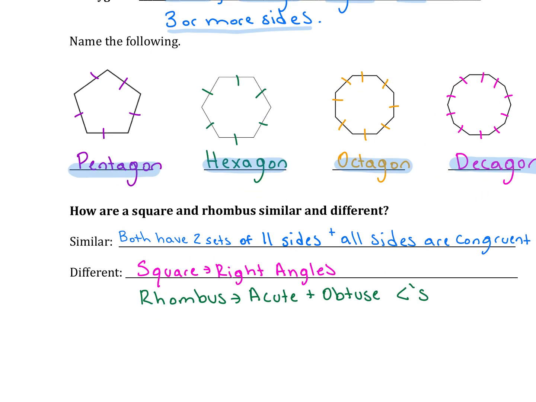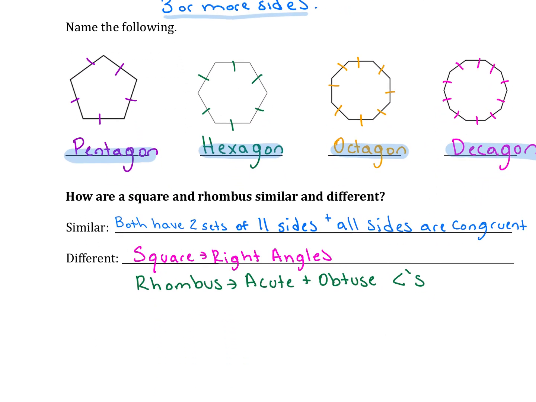Let's think about how a square and rhombus are similar and different. Remember, a square and a rhombus both have 2 sets, this is a symbol for parallel, of parallel sides, and all the sides are congruent. They're different because a square has all right angles, but a rhombus has acute and obtuse angles. This is a symbol for angles.